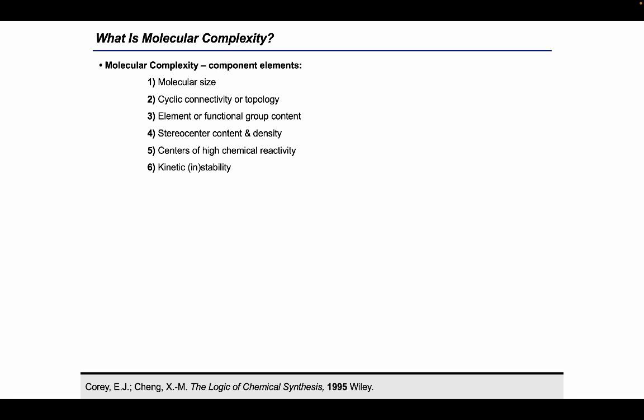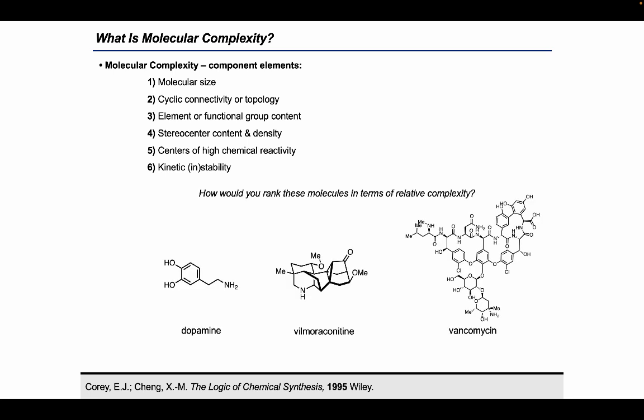Most of us have an intuitive sense of molecular complexity. For example, if I were to ask you to rank these 3 natural products, dopamine, vilmorconitine, and vancomycin, in terms of relative complexity, how would you rank them? Most likely, you would rank them as increasing from left to right. We can rationalize this intuitive ranking using Corey's component elements of molecular complexity. Molecular size increases from left to right.